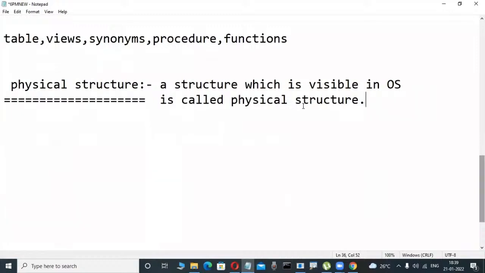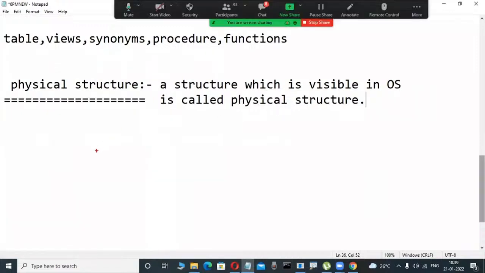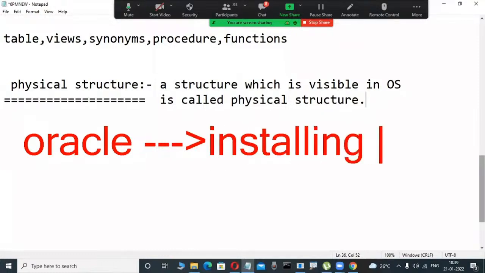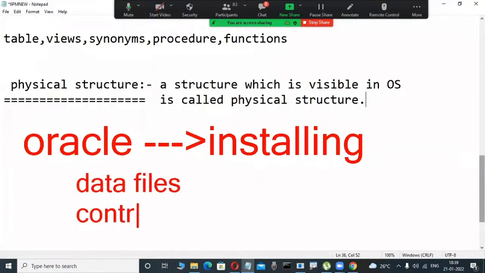A structure which is visible in the operating system is called a physical structure. Suppose you are installing software, such as PowerPoint, MS Access, or Word; physical files are created on the disk. Same with Oracle, a relational database software, or MySQL and SQL Server. Whenever I install Oracle, physical files are created automatically: data files (.dbf files), control files, and redo log files.